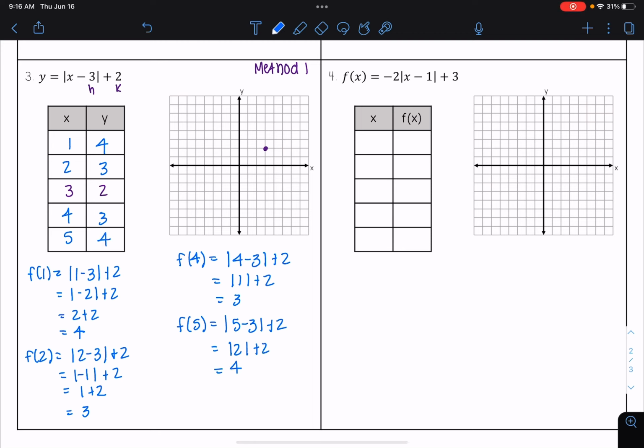And so I see that same pattern arise, and that's what we are looking for to make sure that we're doing this right. And now I'm going to go ahead and plot those points. So I have 1, and I'm going up 4, 2, 3, 4, 3, and 5, 4.